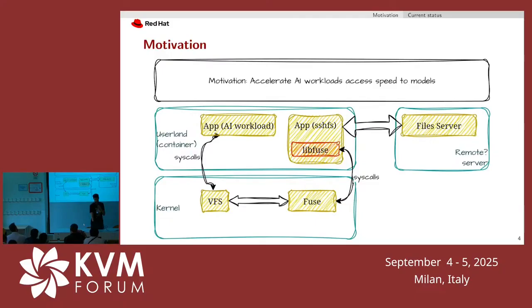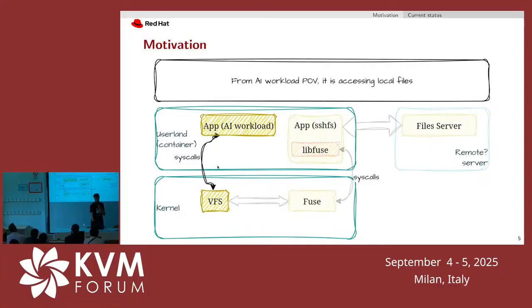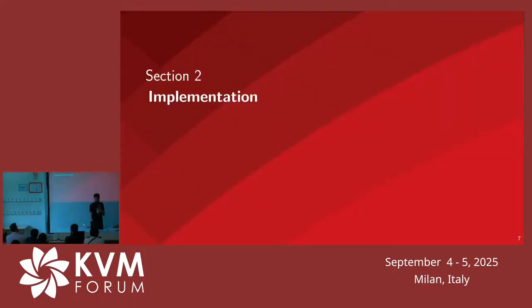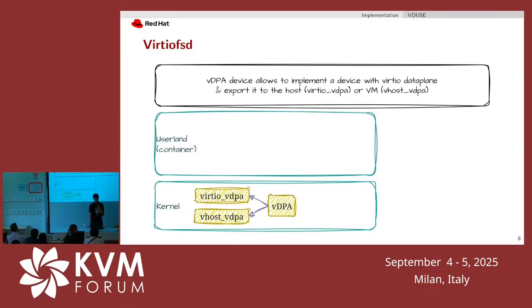So the main objective is to remove these syscalls and use something more efficient, but all the artificial intelligence workload needs to work the same, needs no change. So the artificial intelligence workload will still use syscalls to access the files. So this is the main mission, and we have a few alternatives for doing it.